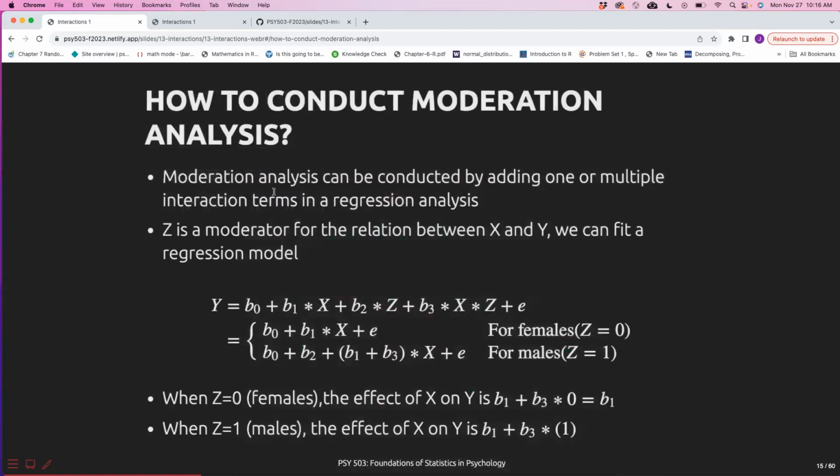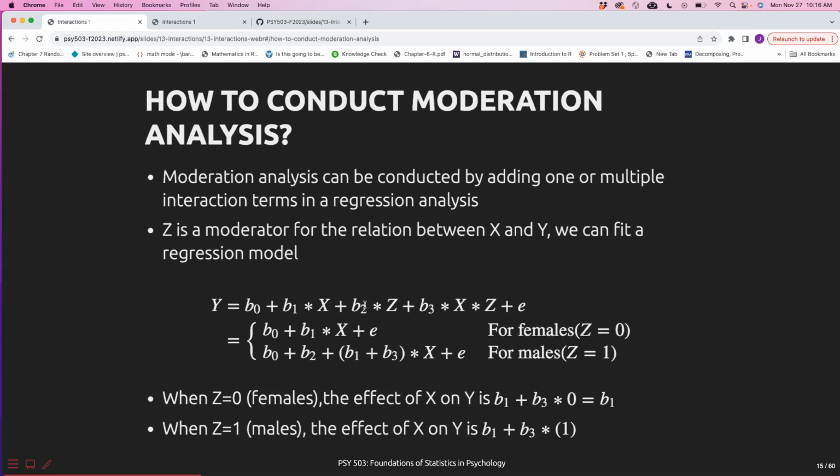So how do we test for moderation in our analysis? Essentially, we're just going to be adding an interaction term. As I said before, the interaction term is just X times Z, or in our case, age times gender in our data set. We're interested in two equations because we're interested in two slopes: the slope for females, which is the relationship between age and evaluation score, and the slope for males.